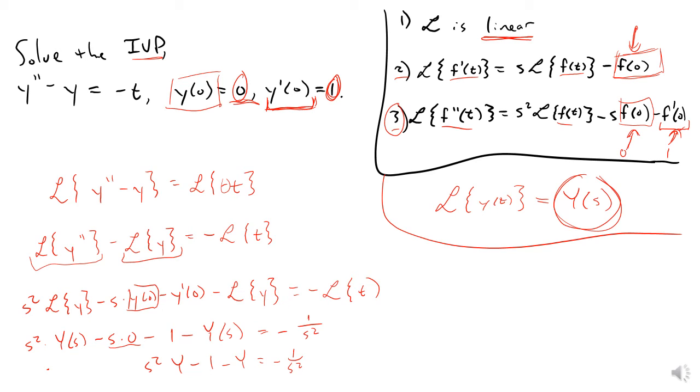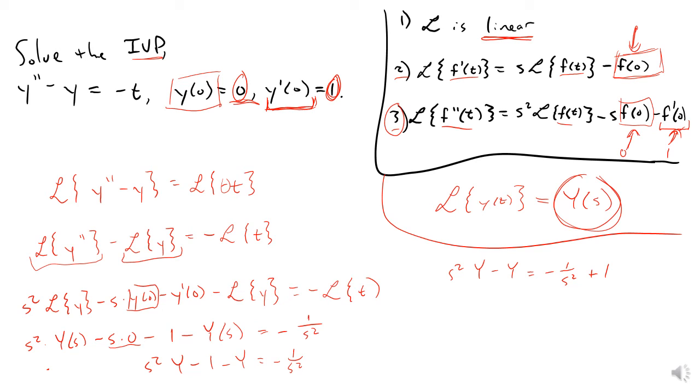Let's solve this equation for Y. Now again, this is just some basic algebra. I'll start by moving that minus 1 over to the other side. So I have s squared times capital Y minus capital Y equals negative 1 over s squared plus 1.